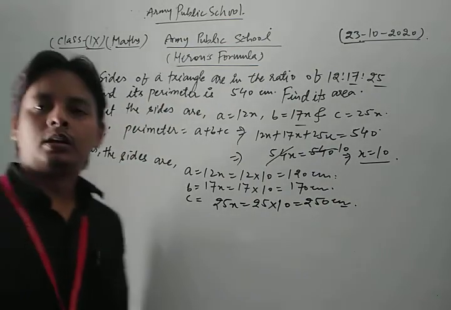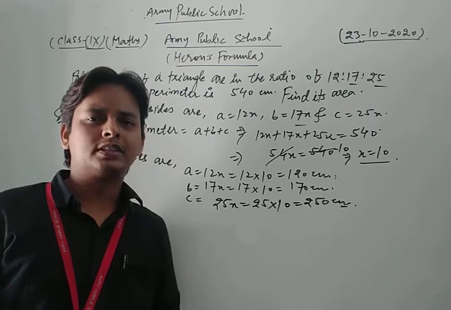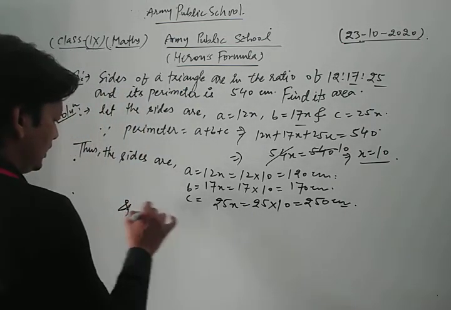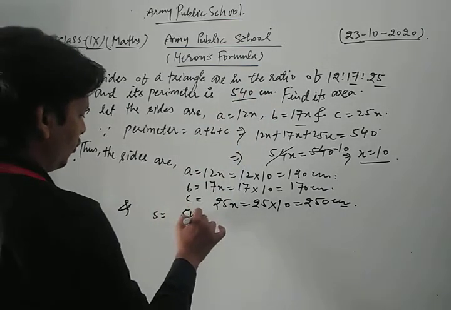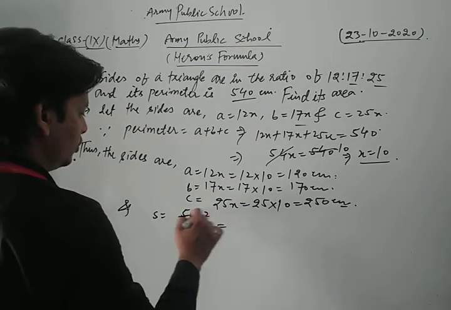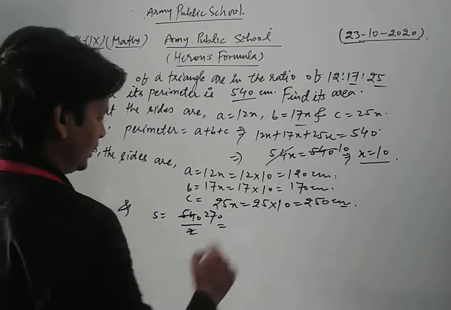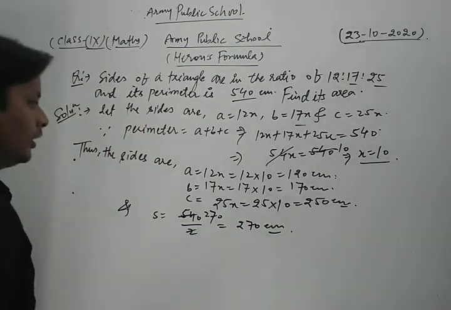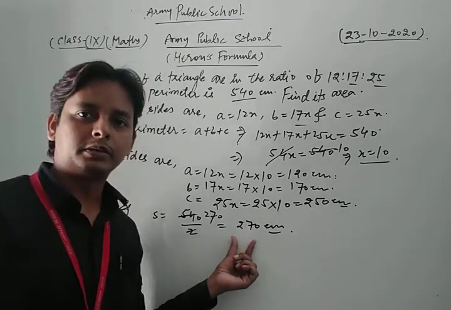And for Heron's formula, we also find the value of its semi-perimeter. The semi-perimeter s is equal to half of the perimeter, that is 540 upon 2. That is, 2 2s are 4, 2 7s are 14, we get 270 centimeter. This is the value of the semi-perimeter of the triangle: 270 centimeter.